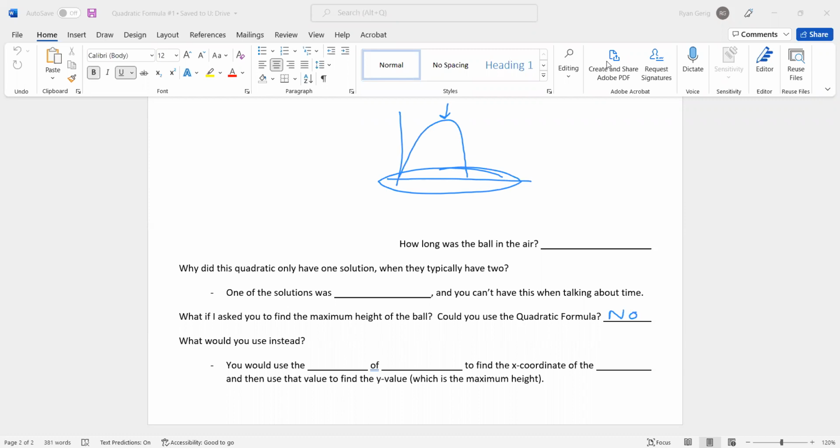What would you do there? Well, that's the vertex. How do you find the vertex? That's the axis of symmetry. Kind of a reminder here of old stuff. You'd find the axis of symmetry to find the x coordinate of the vertex. And then you would plug that in and get the y value. That would get you the maximum height. You're going to see both of these types of word problems on your test. So you need to know what to look for and what to use to get those things. Okay. That's it for quadratic formula number 1. There will be another quadratic formula, which has a little bit of a change to it in the next video.